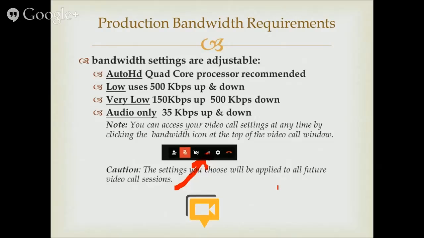These are the basic production bandwidth requirements. Again, you can access those settings at the top of the screen by clicking on the bandwidth icon. Think of it as a sticky button, in that it will stay in whatever setting you leave it in until you change it again. So it defaults to Auto HD. If you change it to, let's say, low, close the session, come back into another session, it will be defaulted to low. So this is something you want to look at as you come in.